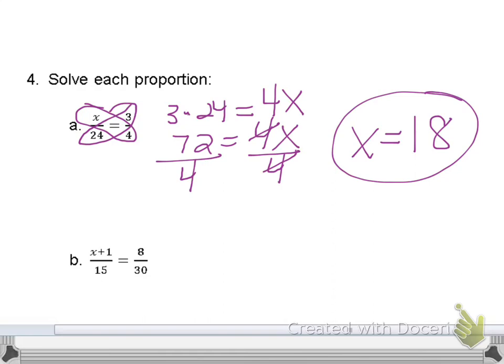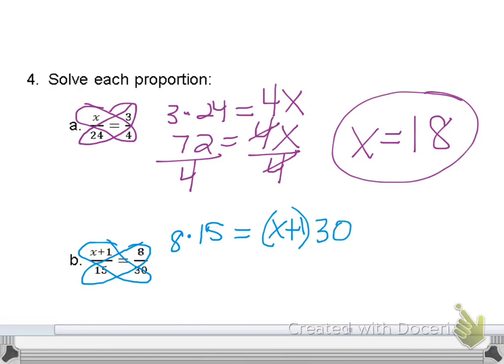And our next example, we have 8 times 15 equals x plus 1, and I'm going to write this in parentheses because it's this whole thing times 30. And the first step for this one is going to be to distribute the 30 to everything in parentheses. So 30 times x and 30 times positive 1, which would be plus 30.